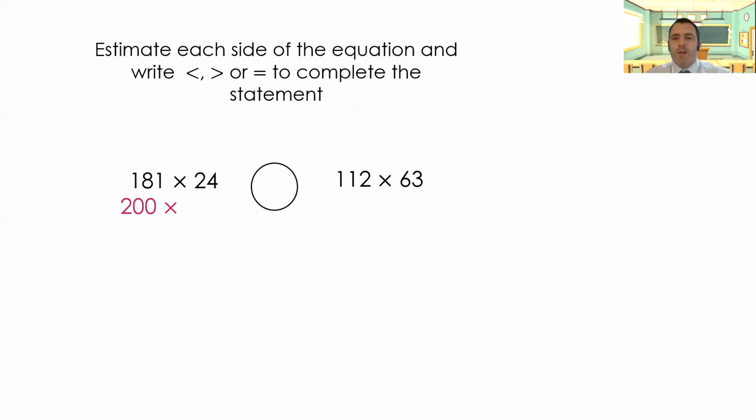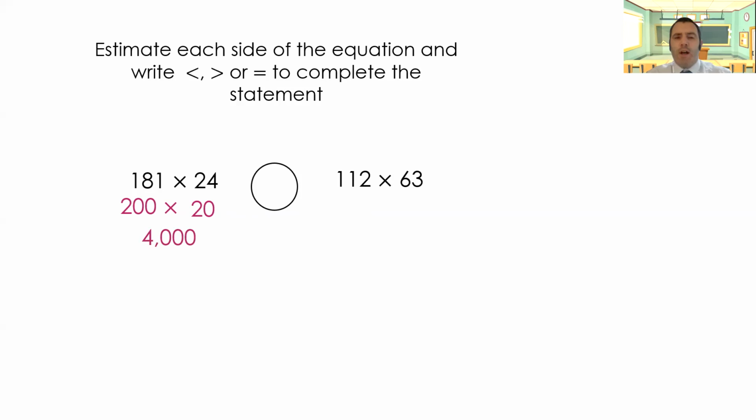I went for 200, so I've rounded to the nearest 100. Makes my life nice and simple, nice, easy numbers to work with. I'm going to round to the nearest 10 for the 24, that's 20. So 200 times 20 is going to be 4,000. Estimated answer.